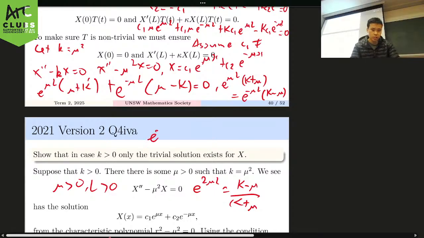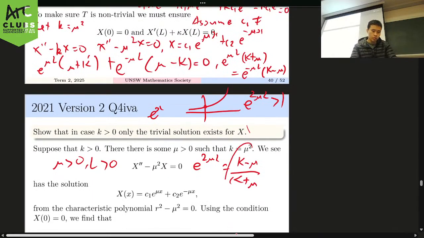So consider e to the x. e to the x itself is still positive, regardless of whether x is negative. But if x is strictly positive, what that means is the output of e to the x actually has to be greater than 1. So essentially, what we're going to prove is that e to the 2 mu L has to be greater than 1. Okay, so that's just the argument on e to the x.